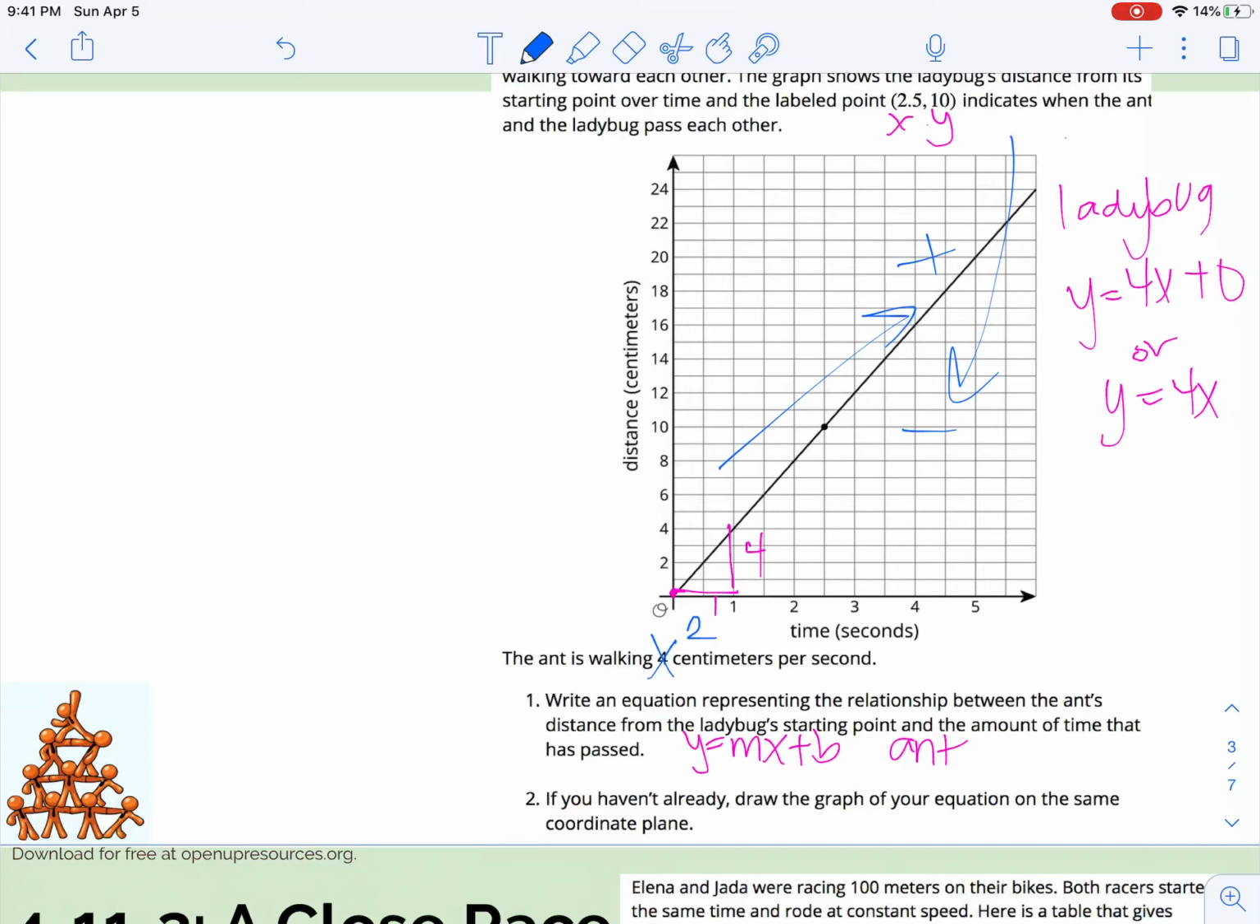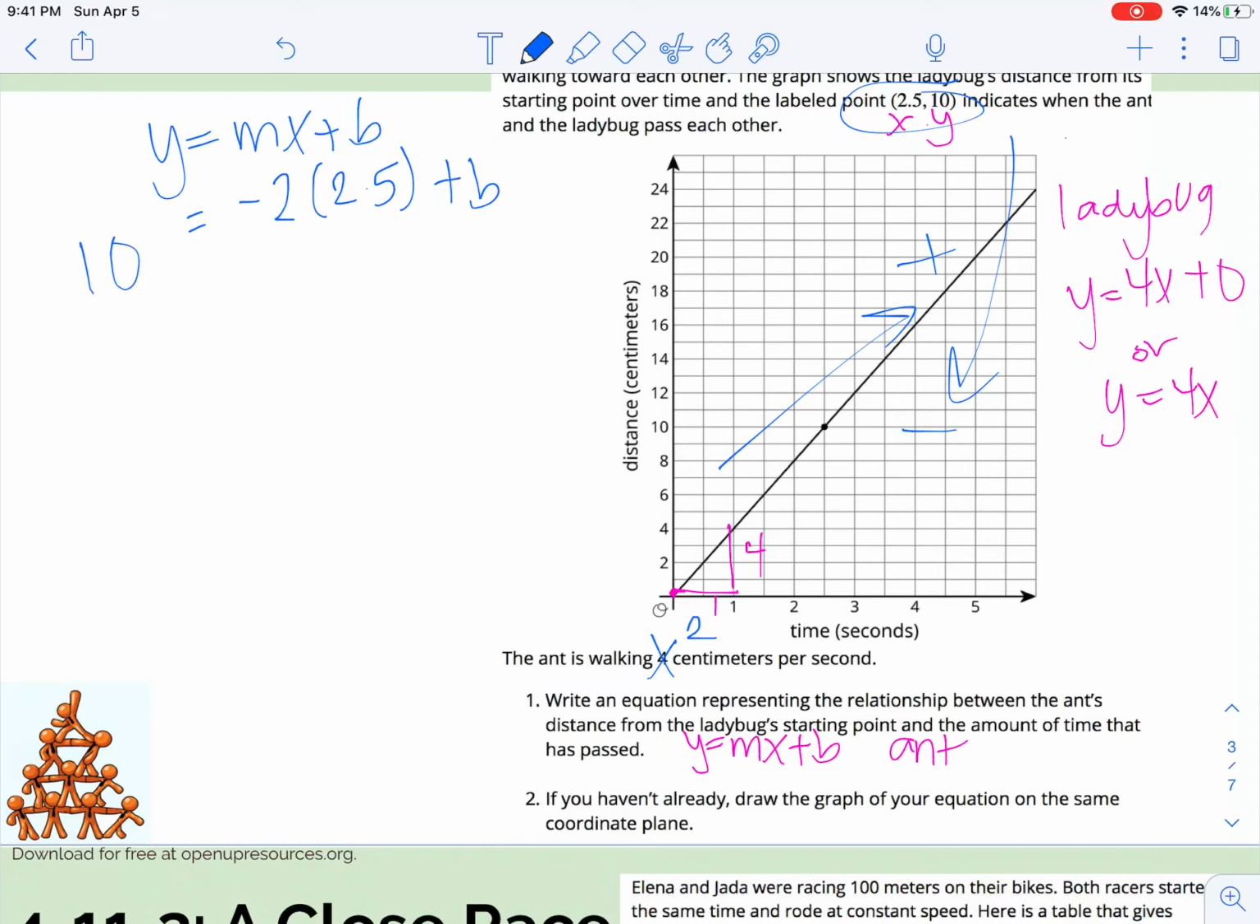Instead of 4 centimeters per second, it should say the ant is walking 2 centimeters per second. So make sure that you fix that if your book also has that same typo. I checked in the teacher manual and it should be 2, not 4. Okay, so we know that the slope is -2. So when we go to y equals mx plus b, we can plug in a -2 for m. And then we can use these coordinate points, the 2.5 and the 10, and we can plug 2.5 into x. We don't know b. We're trying to solve for b, and we can plug in 10 for y.